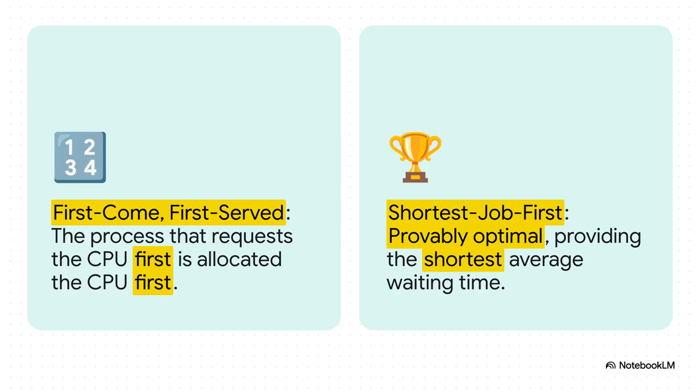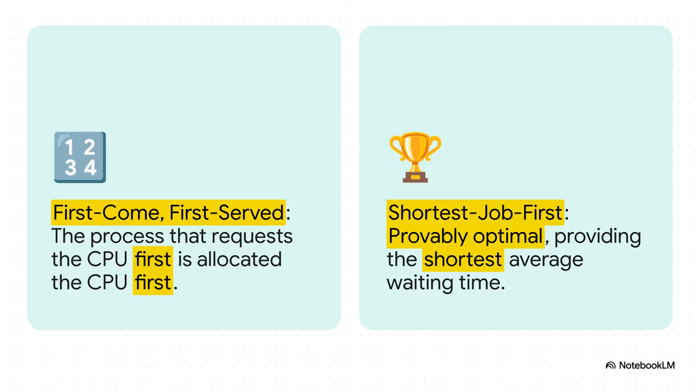But how does it choose? Well, there are a bunch of different strategies. A really common one is first come, first served. It's simple, it's fair, just like a line at the deli. But fair doesn't always mean efficient. An alternative is shortest job first, which always picks the quickest task to run. This is actually proven to be the most efficient way to keep wait times low, but it has one massive catch.